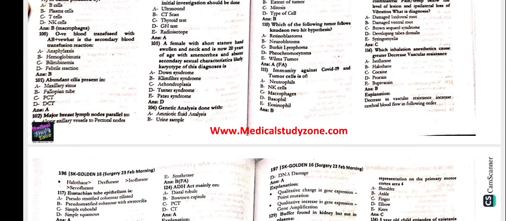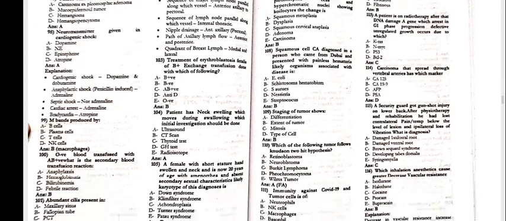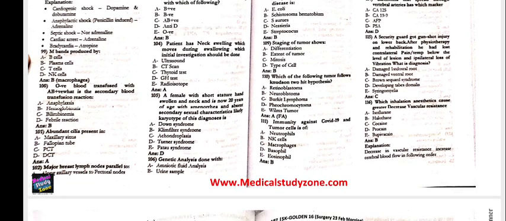Next, 101, abundant cilia is present in the maxillary sinus. 102, major lymph nodes draining the breast, parallel to the axillary vessels to the pectoral nodes. 103, in the treatment of erythroblastosis fetalis of the Rh positive, exchange transfusion is done with which of the following? That is Rh negative.